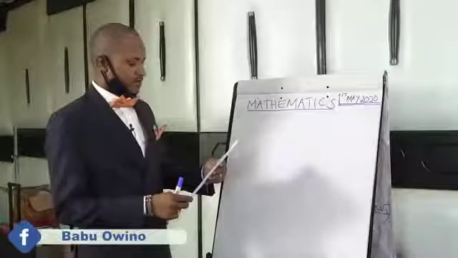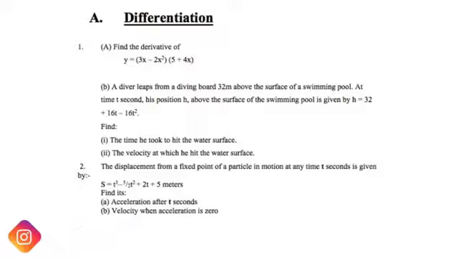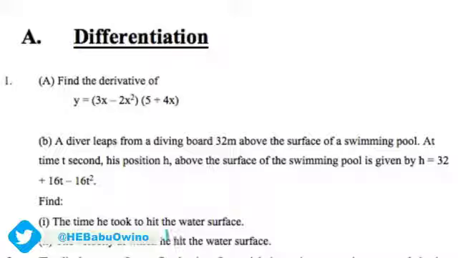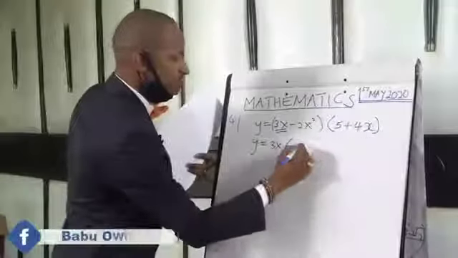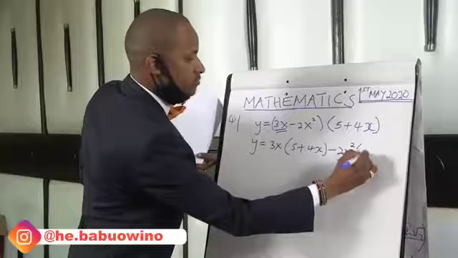Number one, we have differentiation. Question number one. Find the derivative of y equals (3x minus 2x squared) multiplied by (5 plus 4x). The first thing when you are faced with such a challenge in finding the derivative, you first of all expand the bracket. So by expanding the bracket, y is equal to 3x, multiplied by 5 plus 4x, minus 2x squared into 5 plus 4x.